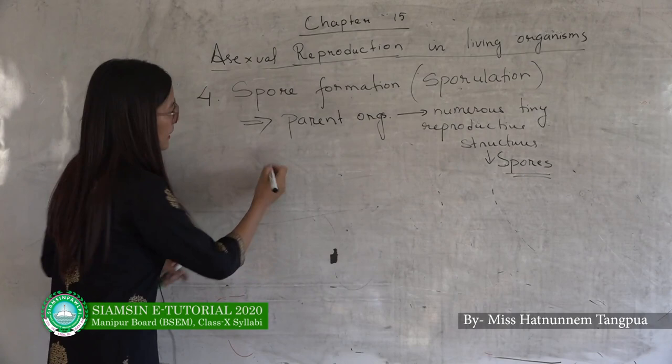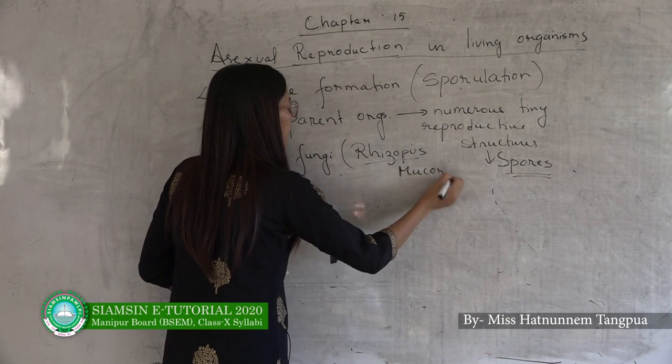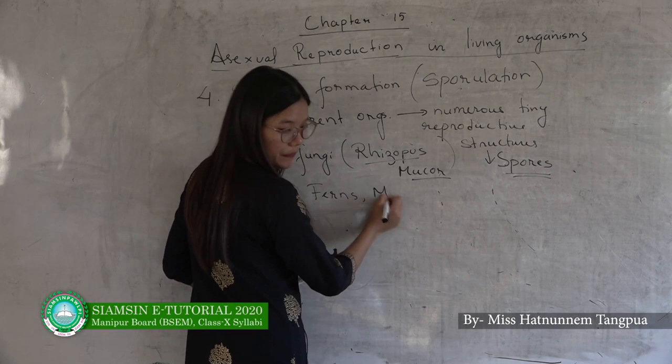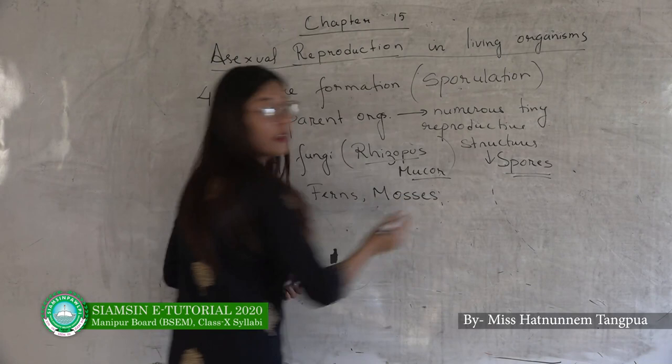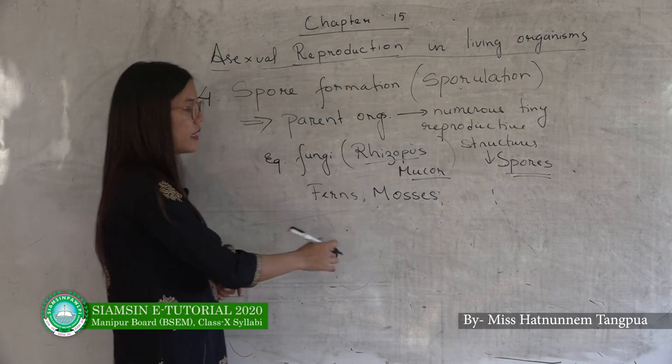It is seen in some fungi like rhizopus and mucor, and it is also seen in ferns and mosses. Ferns and mosses are plants. Rhizopus and mucor are fungi.